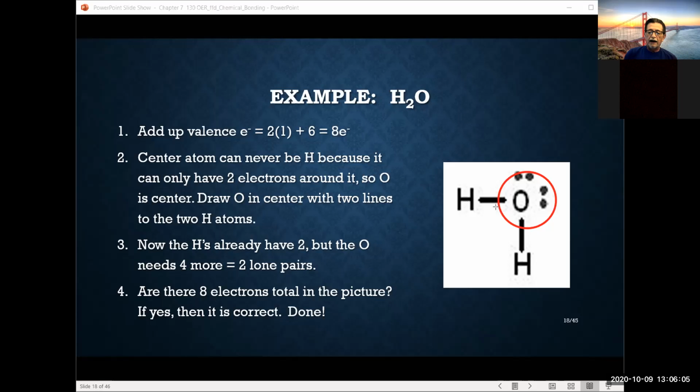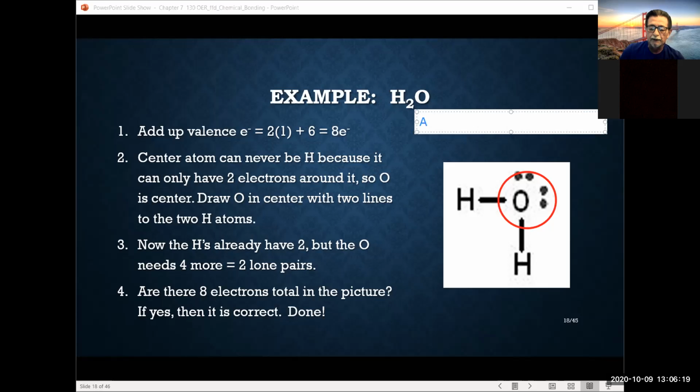So once we do that, we need some more information to determine the geometry. And so we use the general formula AB E. A is always the central atom. And so you're always going to have one A, regardless of what the central atom is. So in this case, oxygen is represented by A. B is whatever is bonded to the central atom.